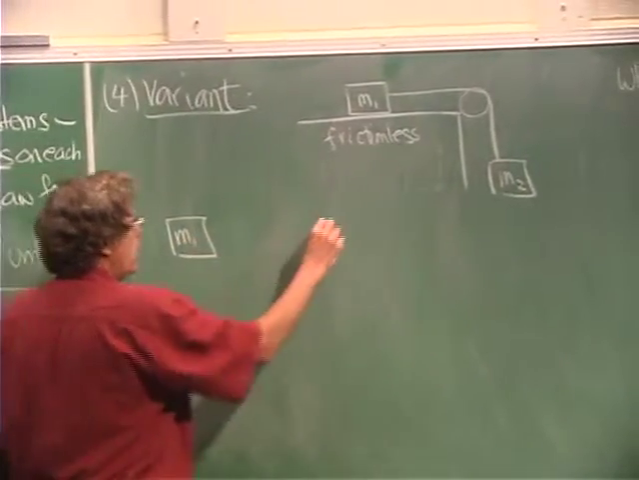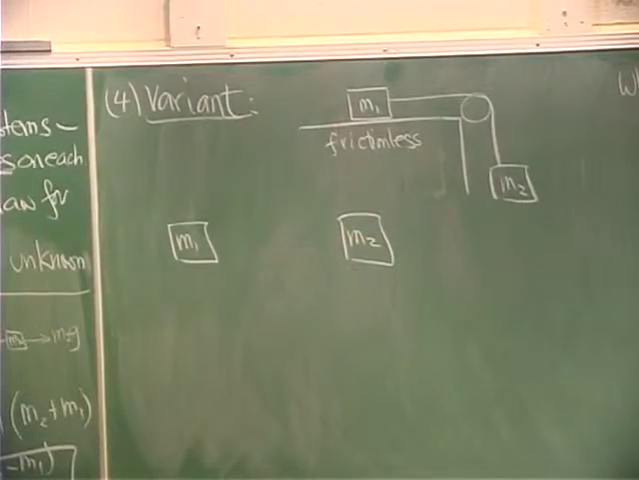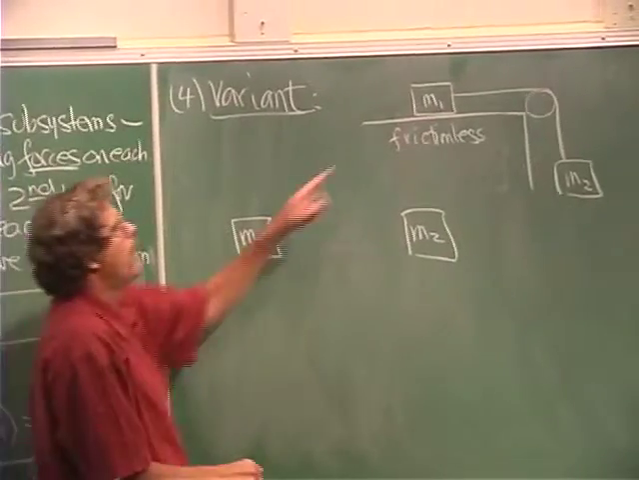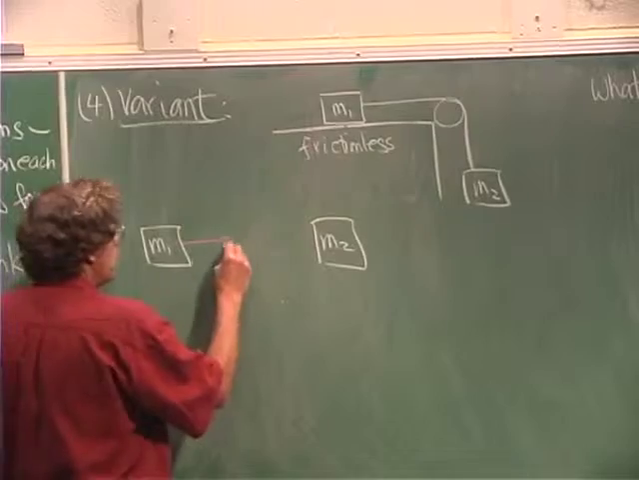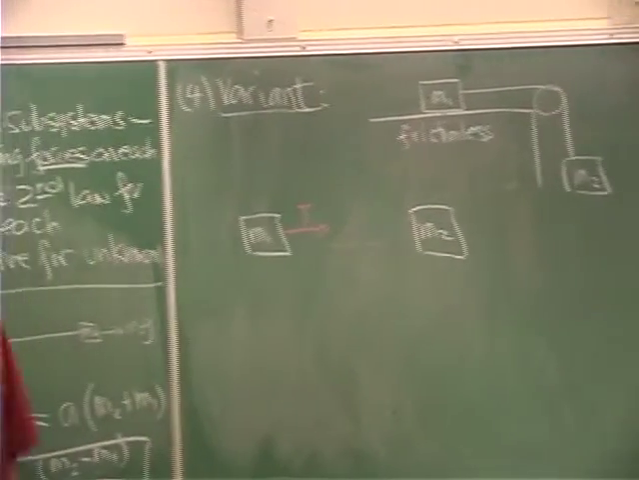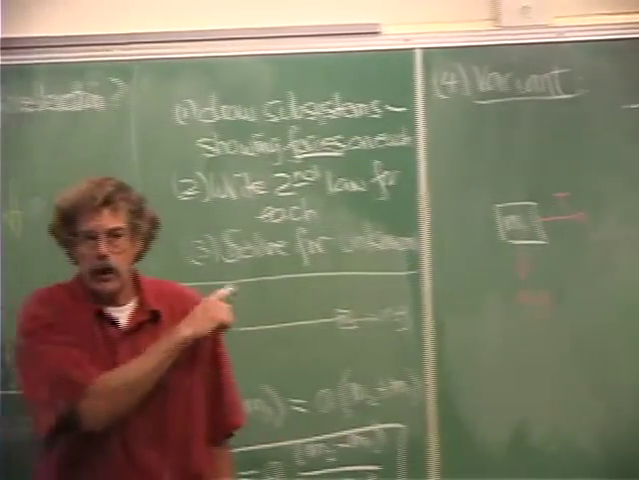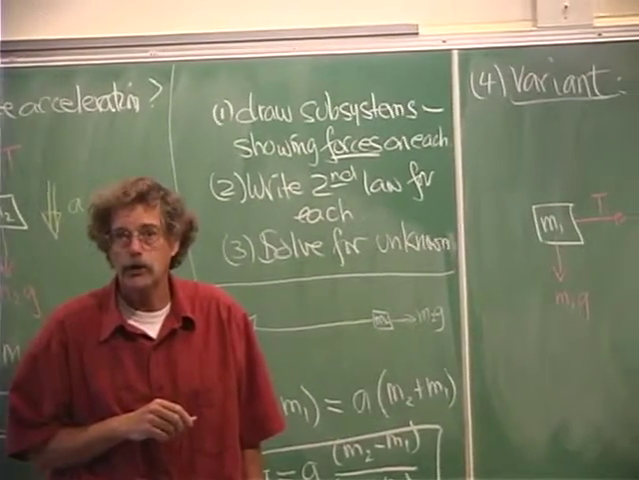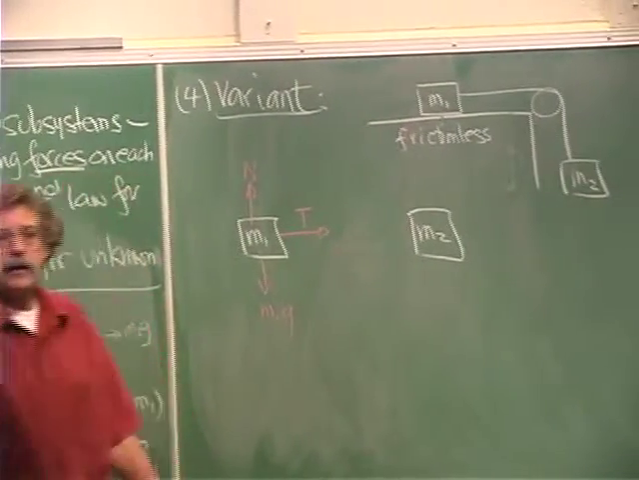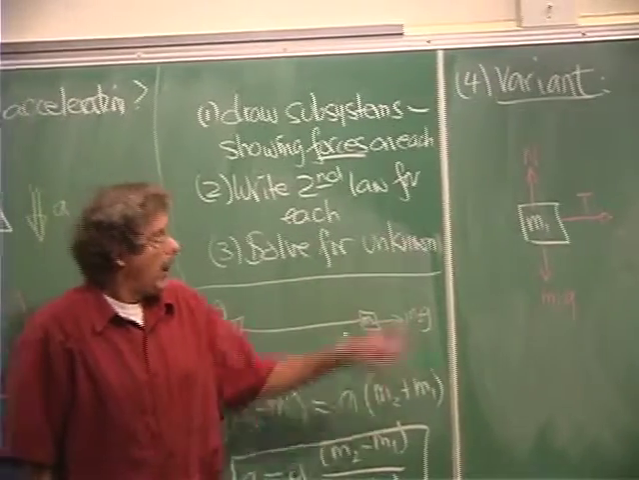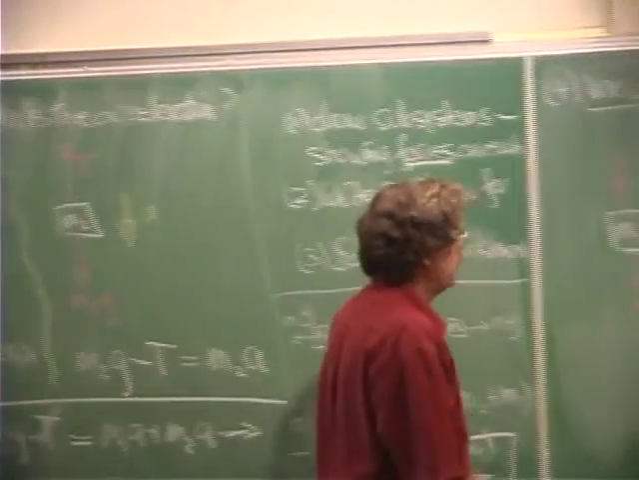Here's M1, here's M2. What forces act on M1? You tell me. Tension. Tension, very good, pulling to the right. What else? Weight. The weight acting down, M1g. It's irrelevant to this problem, but it's a force acting on it. What else? Normal force. Normal force acting up. Anything else? I don't think so. If I put friction into the problem, that would complicate it a bit, but there is no friction here.